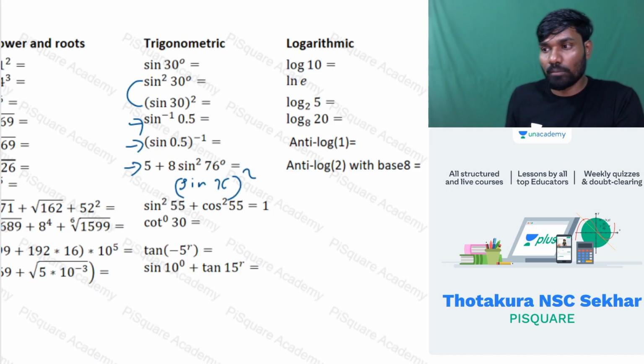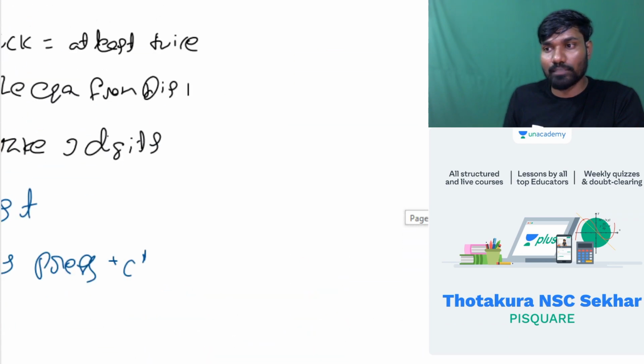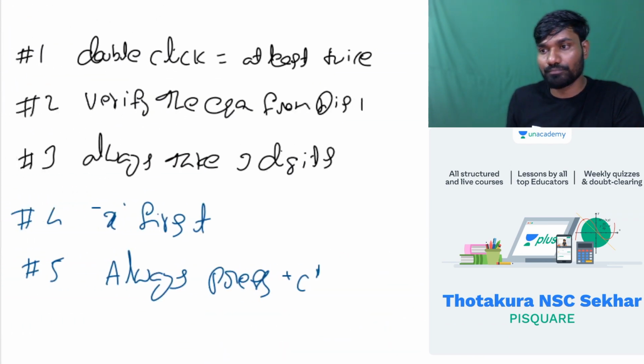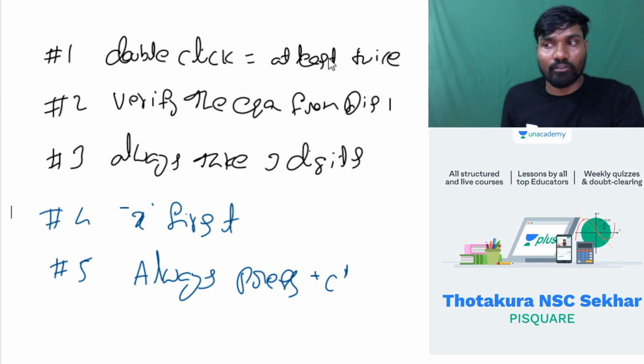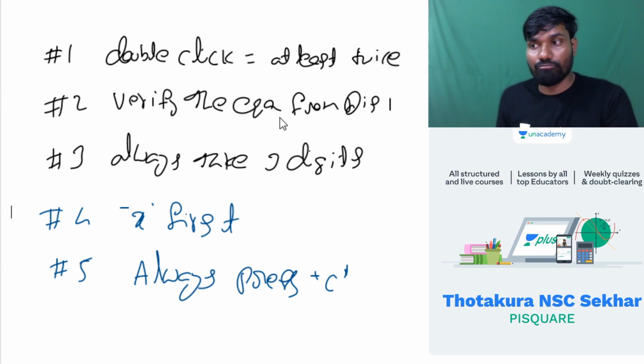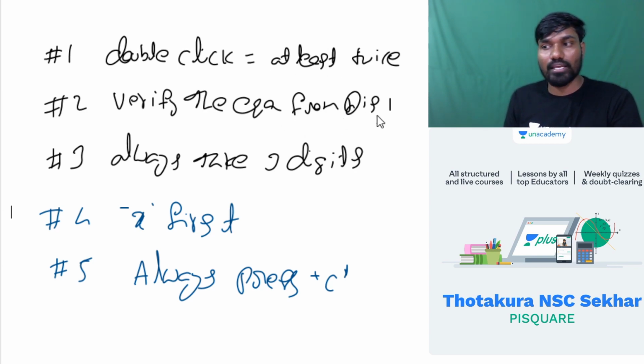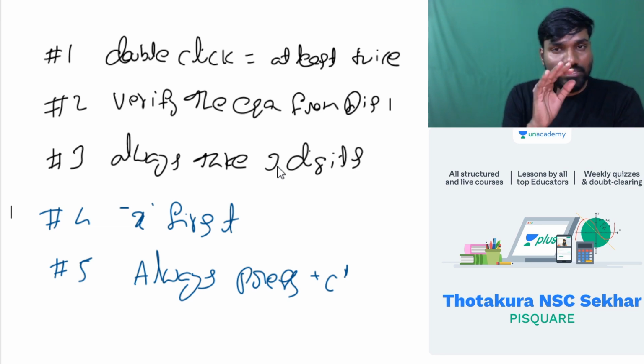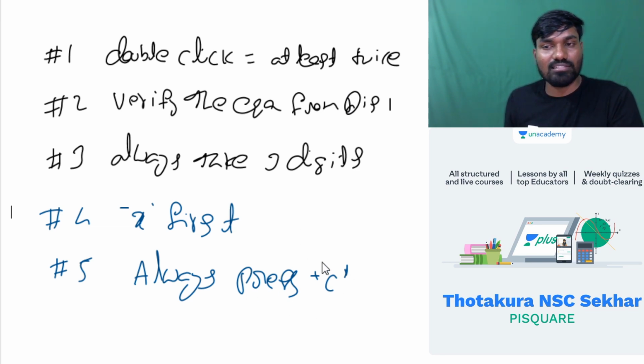Tips, don't miss the tips that I gave. All 5 tips, take all these 5 tips. Double click equal to at least twice before taking the result. Verify the equation from display 1. Verify whether you entered the correct equation or not. Always take 3 digits, x first, always press C for a fresh calculation. These are the 5 tips.